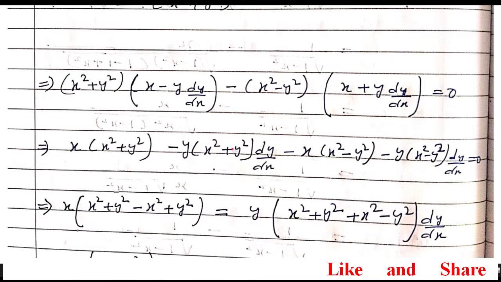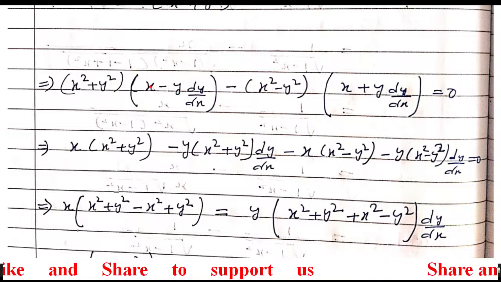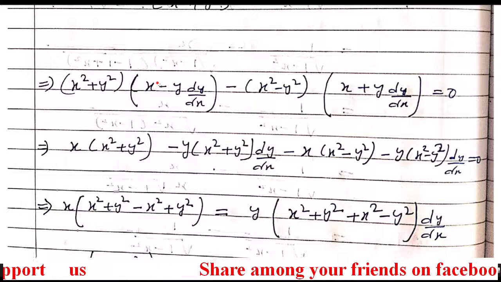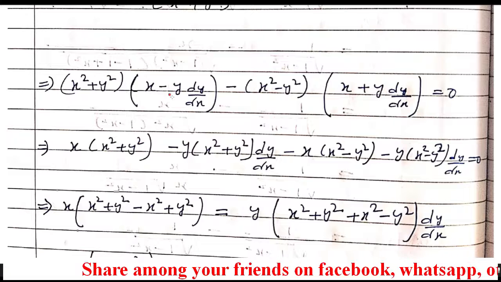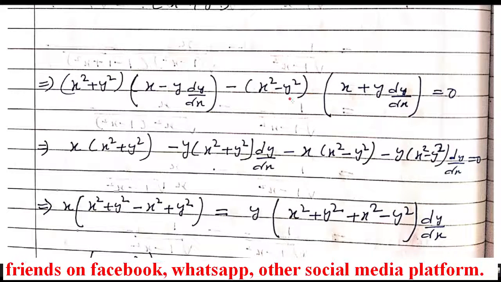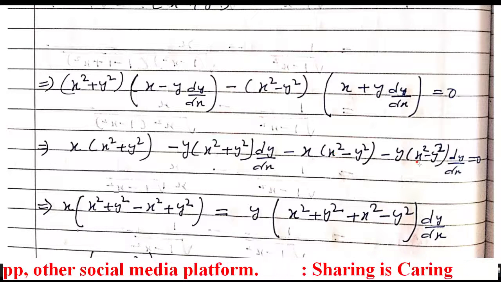Now our target is to bring dy over dx separate. That's why we have to open the bracket. When we multiply by x, we get x times (x square plus y square), and this y as it is, and this bracket will attach with it. In the same way, we will open the other by taking care of the minus sign, and we will obtain this.